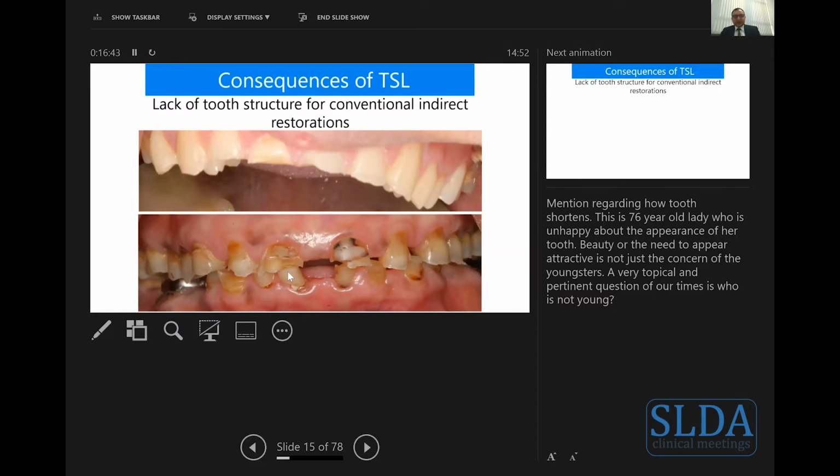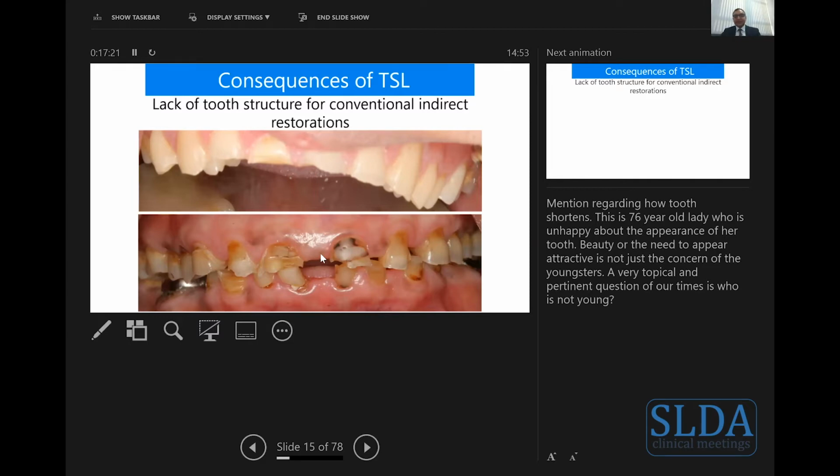At the bottom, you can see one of my patients, a 76-year-old lady, and yes, like Alex Milosevic's patients, her concern was also appearance. So ladies and gentlemen, what I want to say at this stage is that beauty and the desire to look attractive is not just a concern of the youngsters, of the teens. And I might even ask a very relevant question: who for that matter is not young?